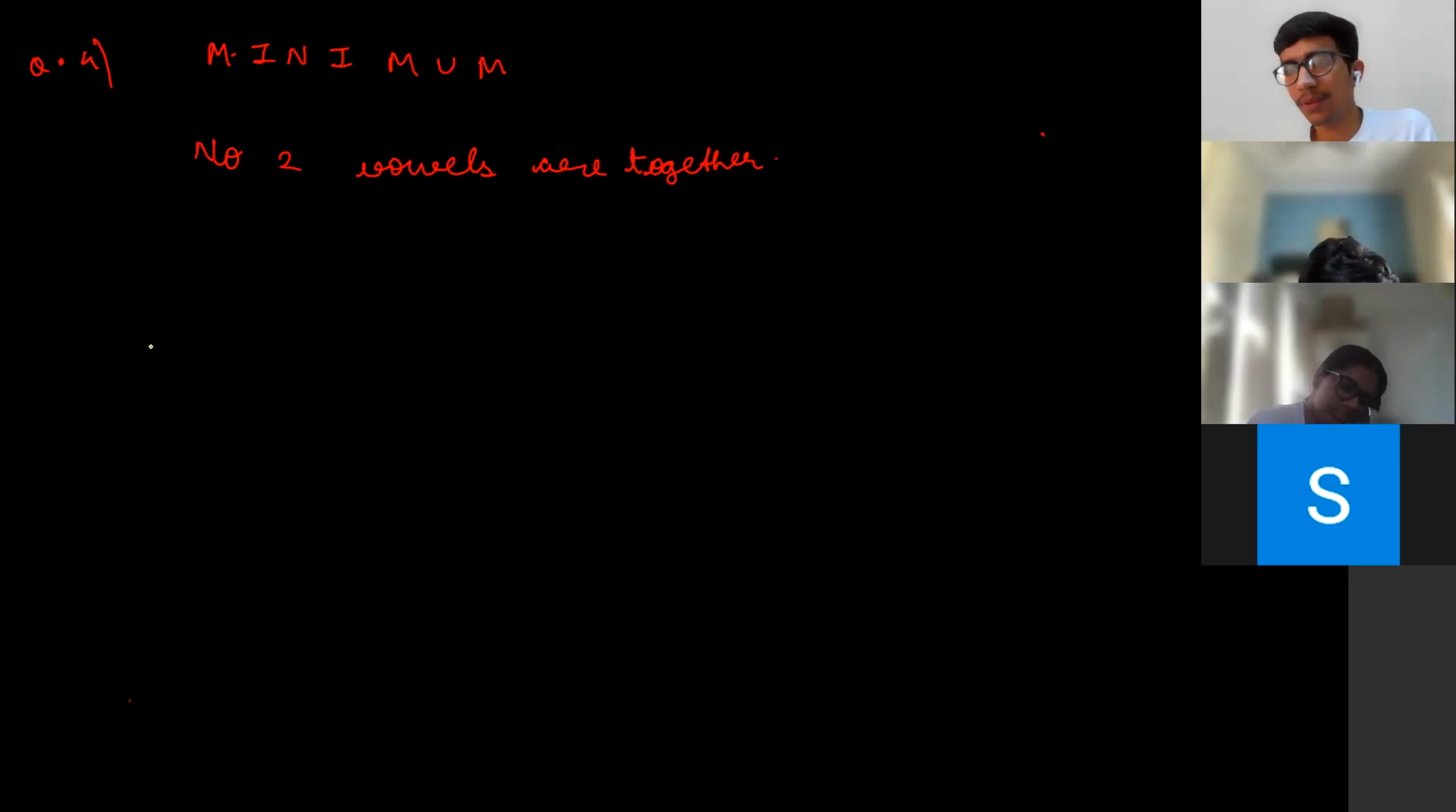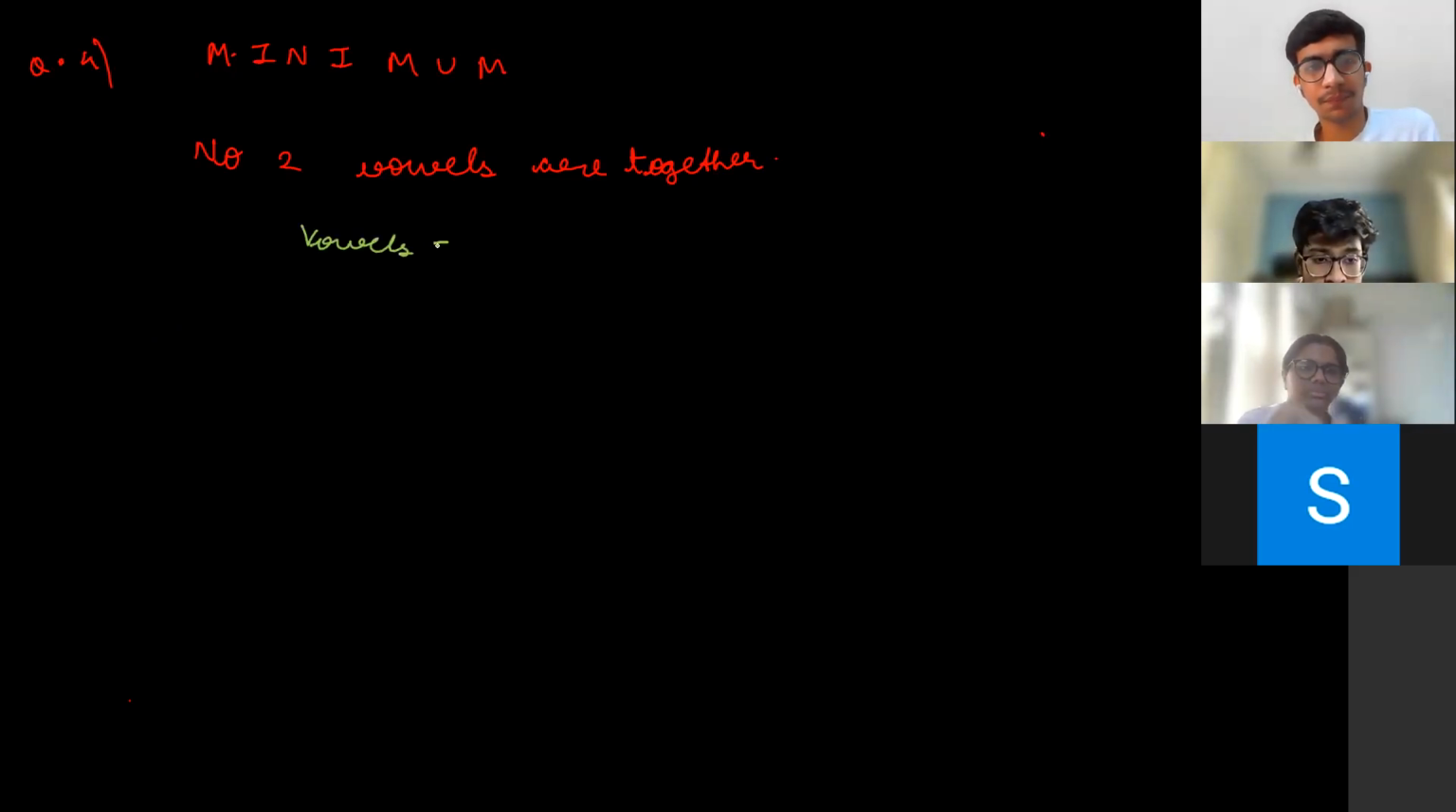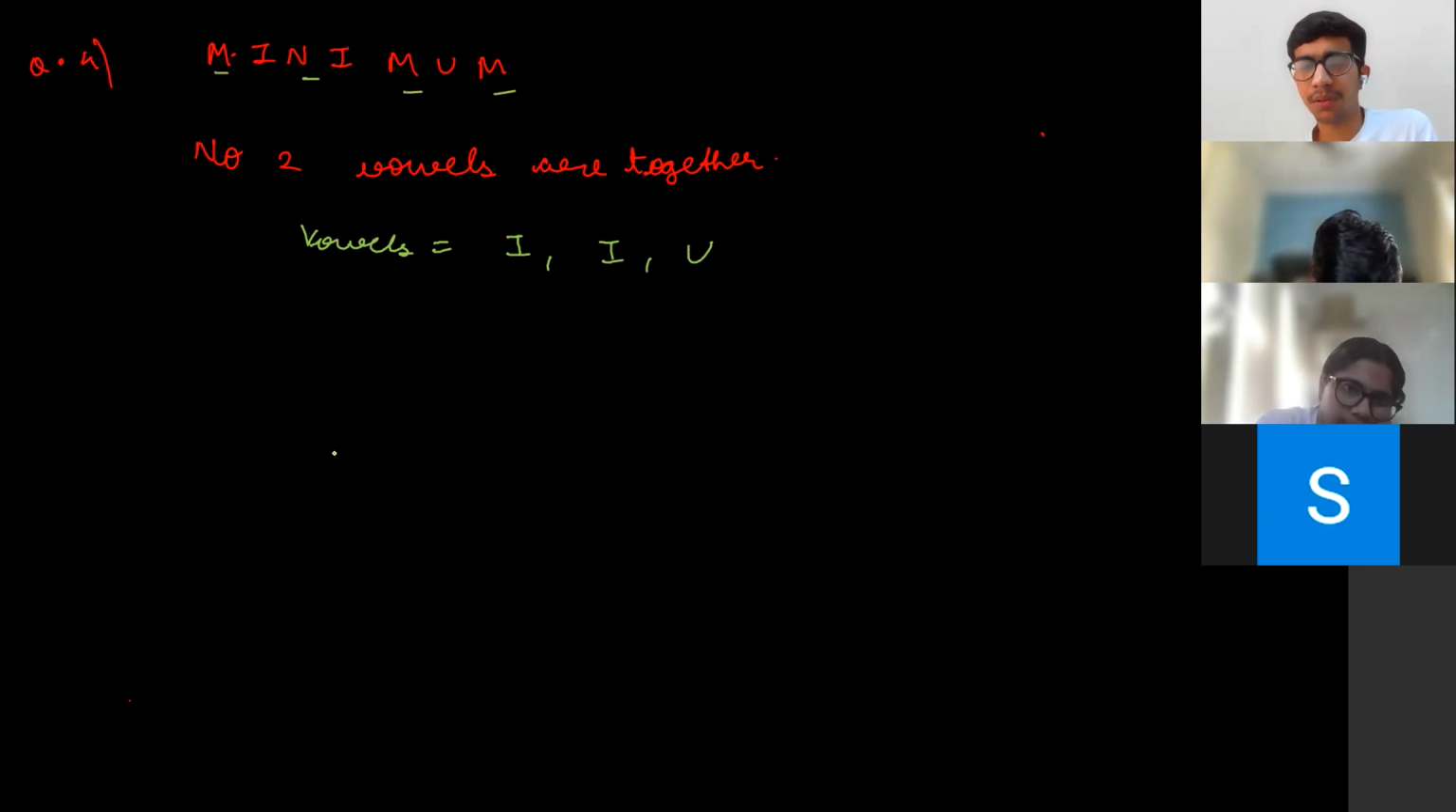So I'll tell you a method to solve this. How many vowels do we have? We have three vowels: I, I, and U. And we have 1, 2, 3, 4 consonants.